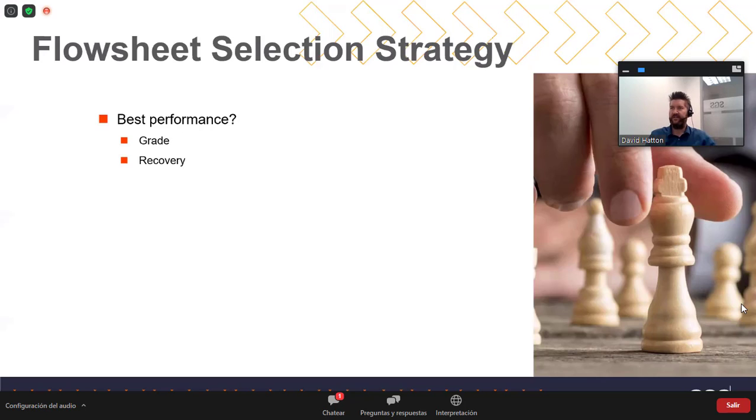Is it by grade? Is it by recovery? Is it by the ore being processed? The economics of the project? You know, we could keep building a bigger and bigger circuit and get better performance, but is that going to be worthwhile? Then we can also look at things like the control of the circuit. We don't want to set up a circuit that's inherently unstable and difficult to control. And then we need to look at elements of risk. You know, how is variability going to affect our particular circuit choice?